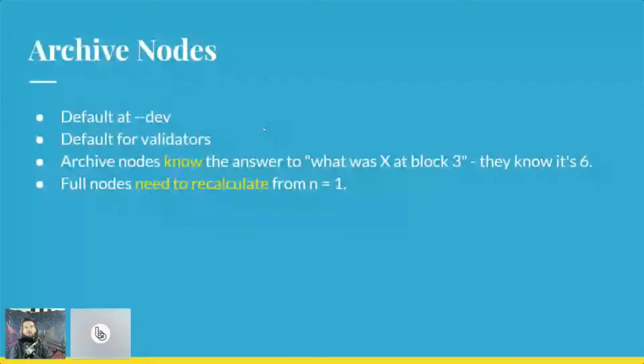But full nodes, they just need to recalculate from n equals 1. So in full nodes, you can also ask them what was X at block 3. You can ask for your balance at a block in the past, but a full node can't tell you outright. It has to calculate this. So it has to rebuild the state up until that block by following extrinsics, and that's all there is to it.